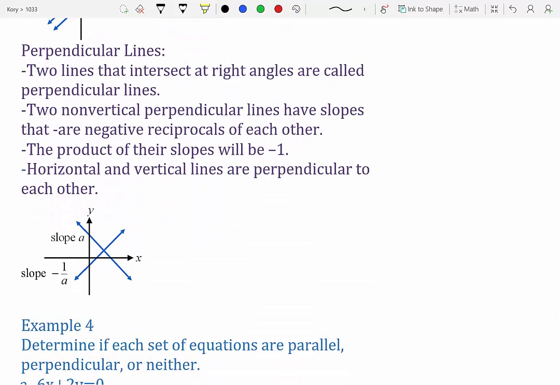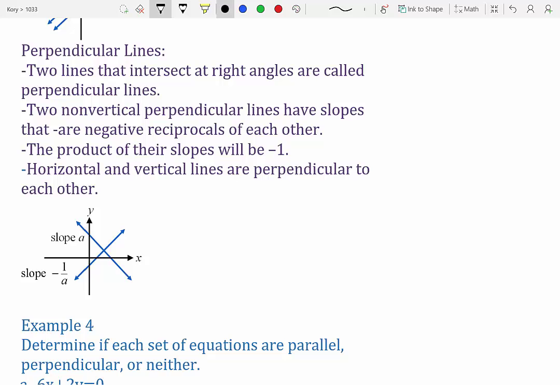Perpendicular lines: two lines that intersect at right angles are called perpendicular lines. Two non-vertical perpendicular lines have slopes that are negative reciprocals of each other. So that means if you flip it and change the sign, it'll be the same thing. The product of their slopes will be -1, so if you multiply the two slopes, it equals -1. Horizontal and vertical lines are perpendicular to each other.